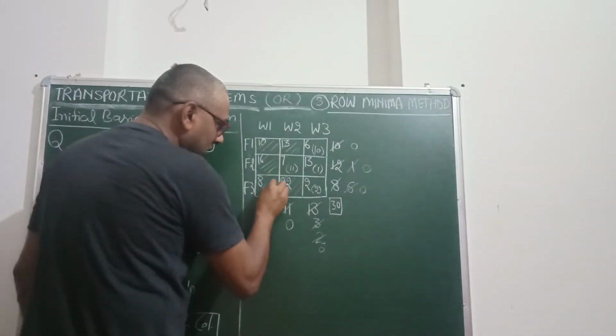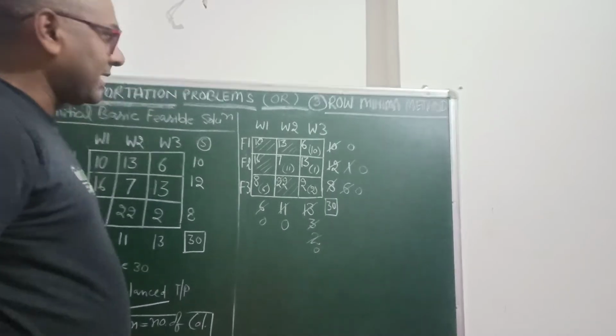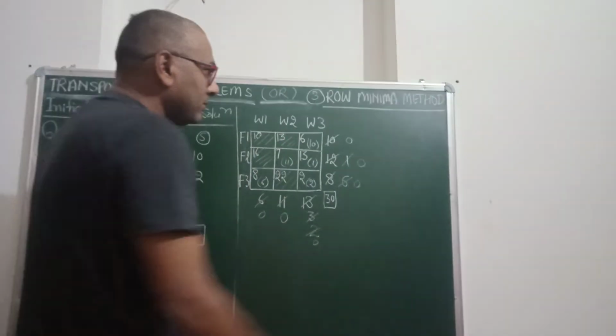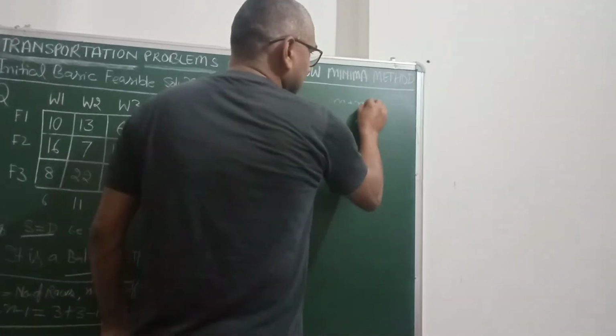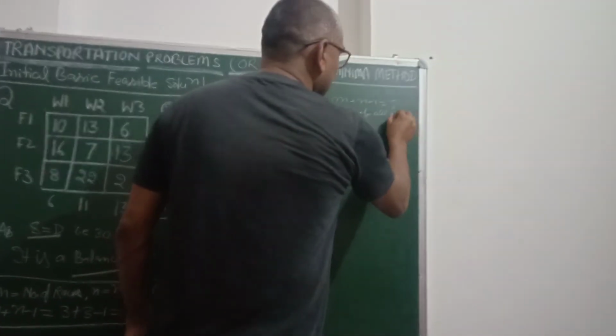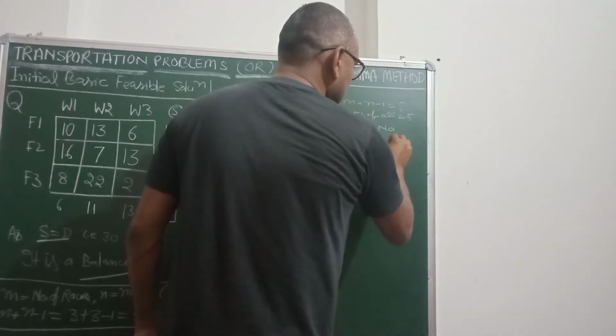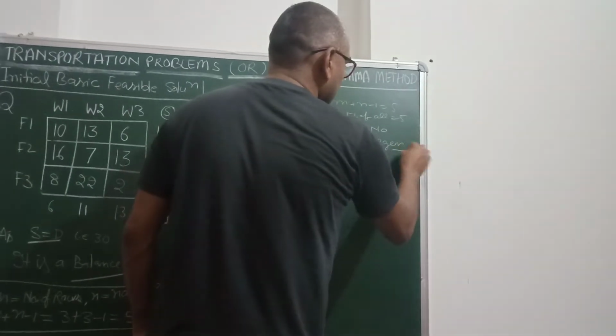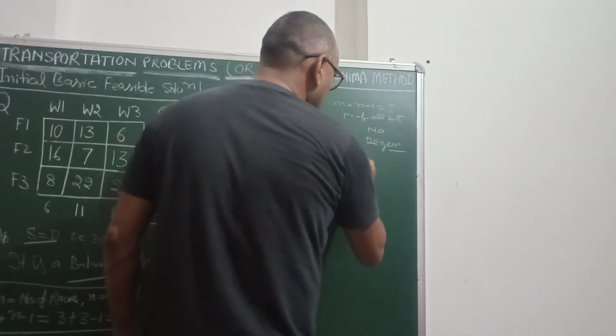Okay, so you will see that as this is a balanced problem, the m plus n minus 1 value is 5 and the number of allocations is also 5, so no degeneracy. Okay, so we can find the total cost.